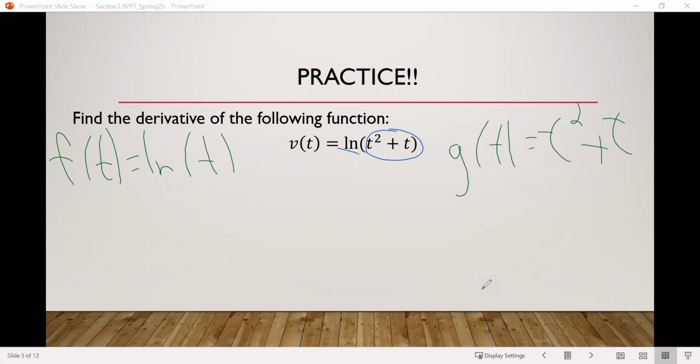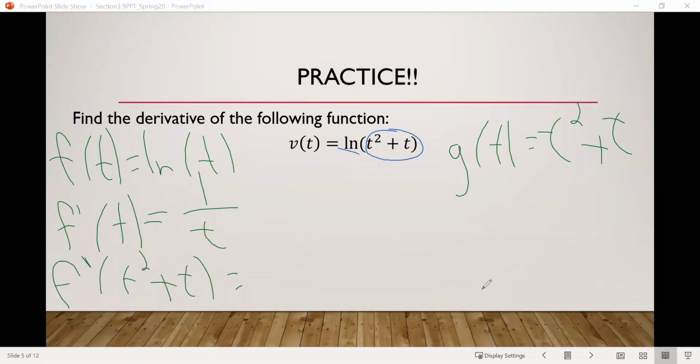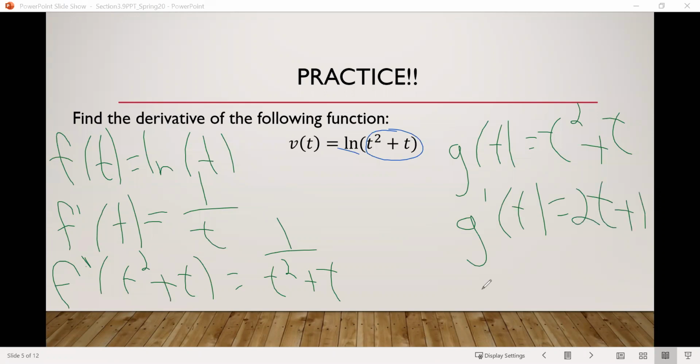So go ahead and take the derivatives here. So f prime of t. So the derivative of ln of t, well, we just saw that's going to be 1 over t. And then we have to evaluate that. Remember, in the chain rule, you have to evaluate that at the inside function. So we have to plug in t squared plus t. So this will become 1 over t squared plus t. And we also take the derivative of the function g. So g prime of t, using the power rule, that'll be 2t plus 1.